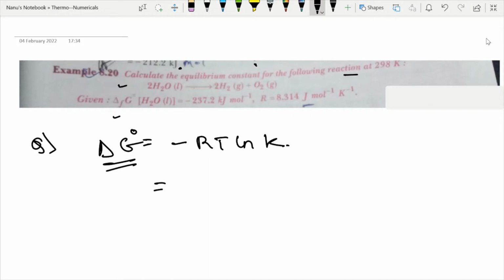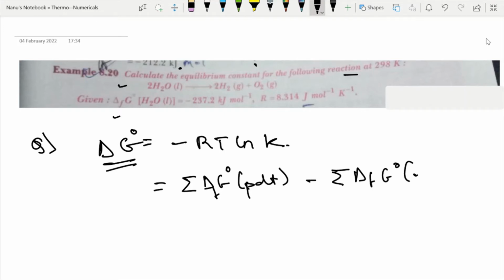Okay, so we need to know what is del G at the standard state, and I have already said it will be the difference between the products and your reactants. So if you see, the reactant side is given, product is not given. Why is it not given? Because I told in the last class that for elements the del G formation will be 0 by convention. So only the reactant H2O will remain, because it's a compound. H2 and oxygen are both elements, and this will be 0 by convention.